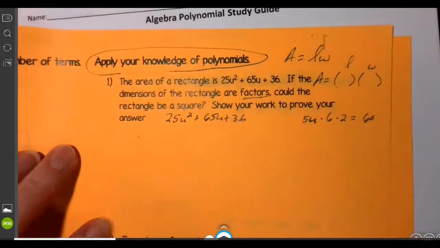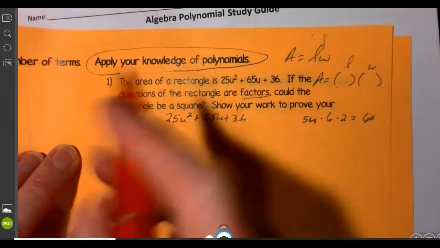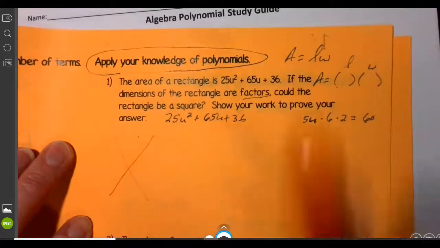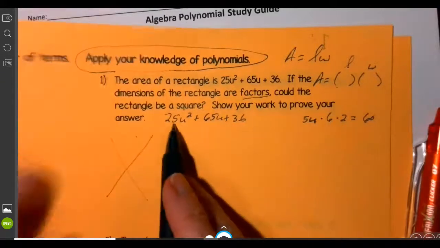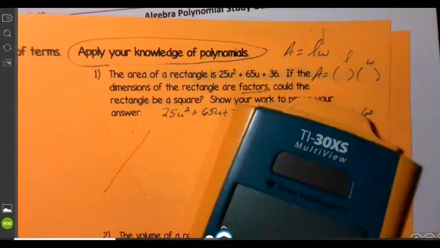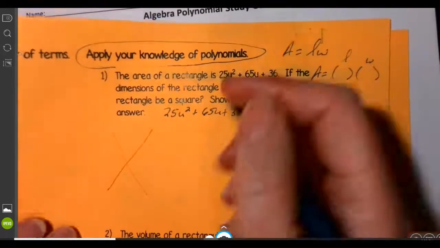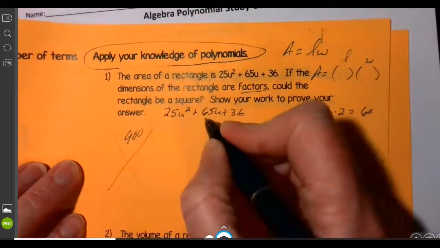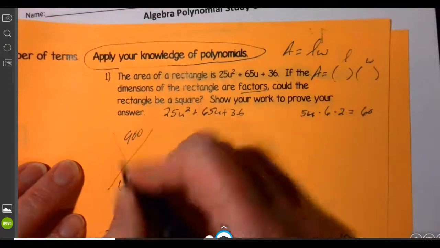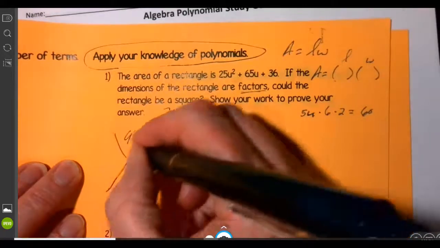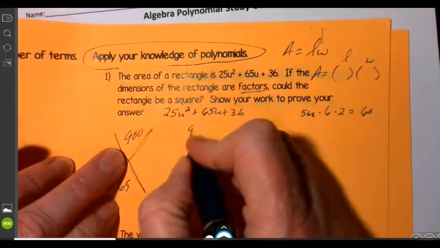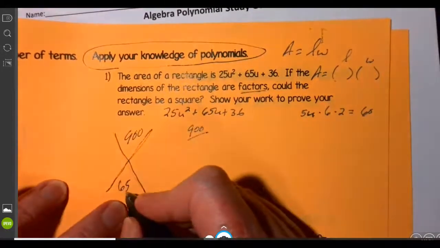Can't use a shortcut. So that means I have to go back and make my x. Up at the top of my x is 25 times 36. So this is good. We can review at the same time. That's 900. What goes at the bottom? 65. So this is just reviewing factoring. Now we have to find the factors of 900 that add to 65.